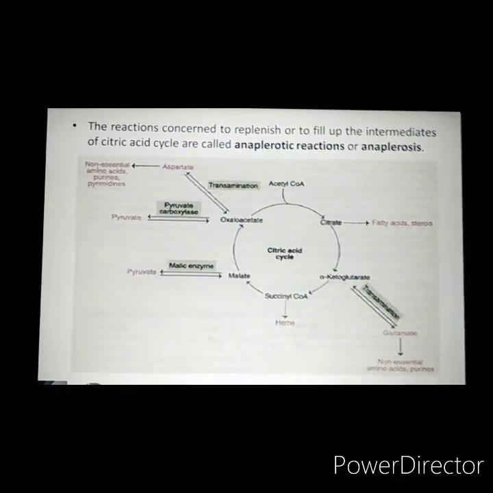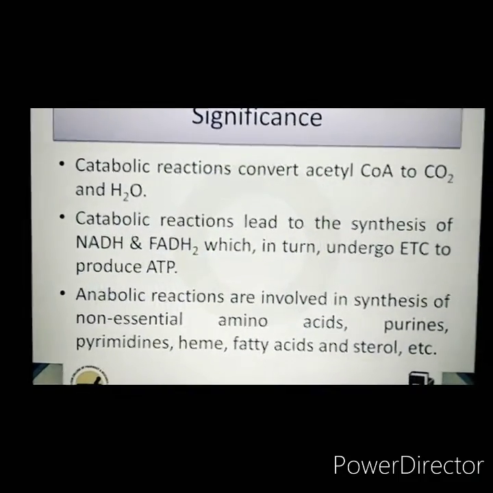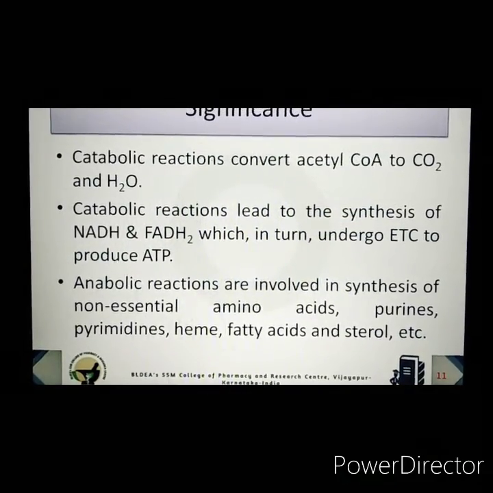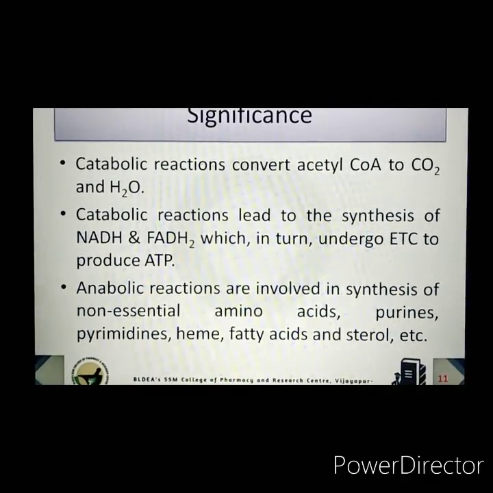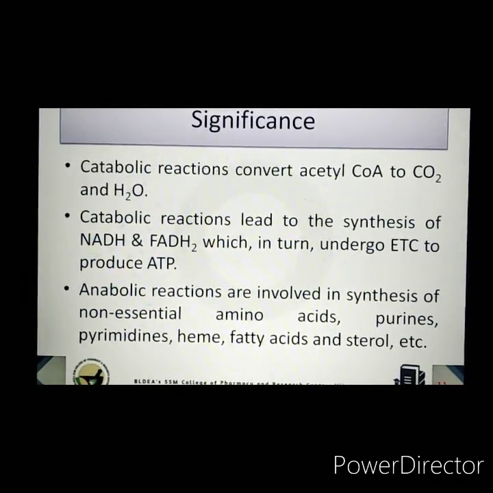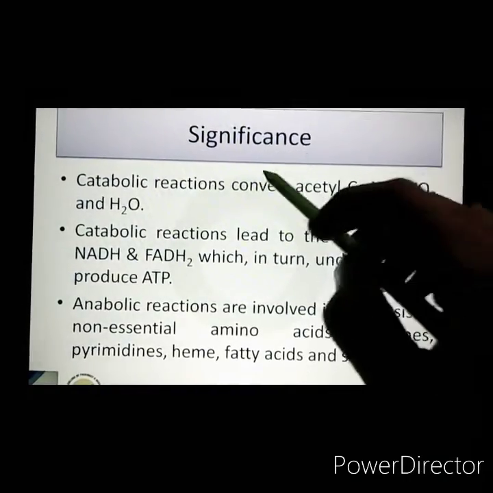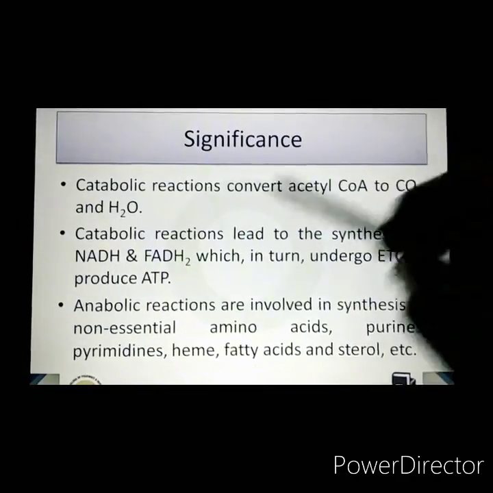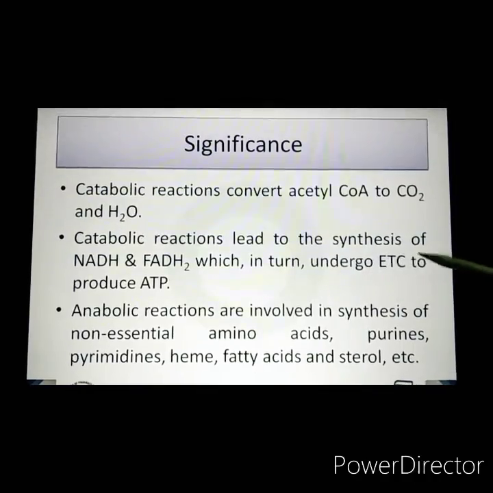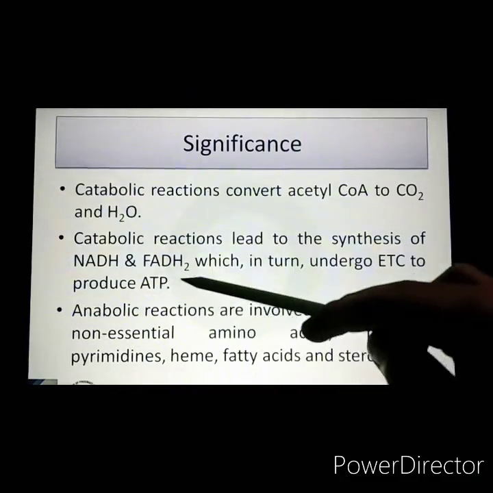Now let us see the significance of the citric acid cycle. As we have learned, there are catabolic and anabolic reactions of the citric acid cycle. Catabolic reactions are important for oxidation of acetyl CoA and also to synthesize energy in the form of NADH and FADH2. So one important significance is oxidation of acetyl CoA. The second significance is synthesis of NADH and FADH2, which undergo the ETC, the electron transport chain, to produce ATP.